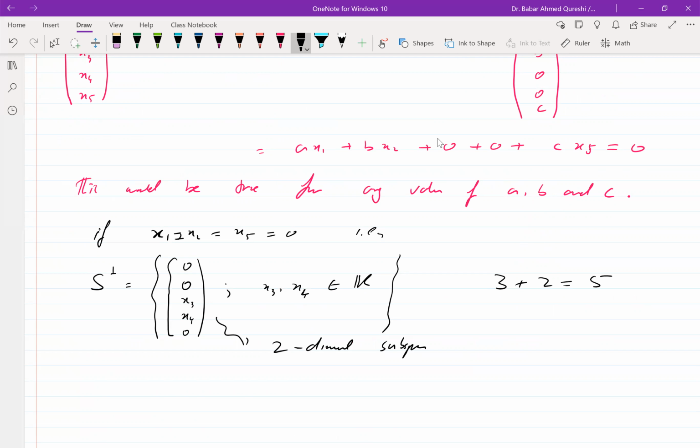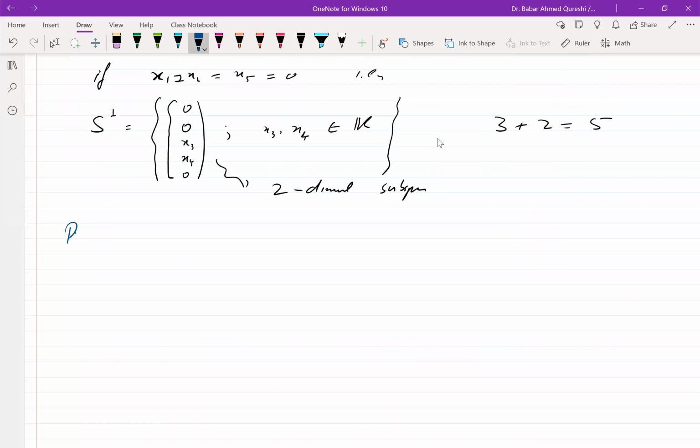So I'll leave the proof of it. Let's not prove it. Proof left as an exercise.